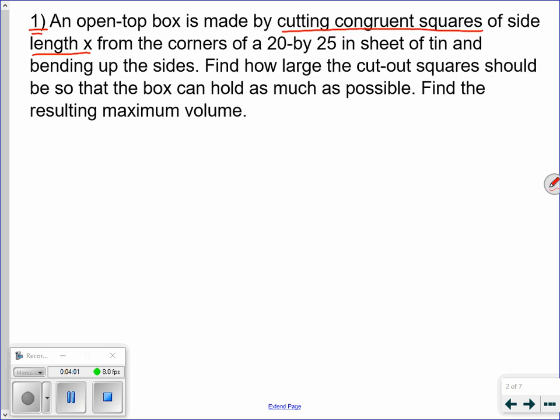That being the case, what we're doing is we're trying to figure out how large the cutout square should be so that the box can hold as much as possible and find the resulting maximum volume. So before we start anything with any of these problems, I always ask myself, what am I trying to optimize? Is it maximizing or minimizing? And I think we can tell that it's going to be maximizing.